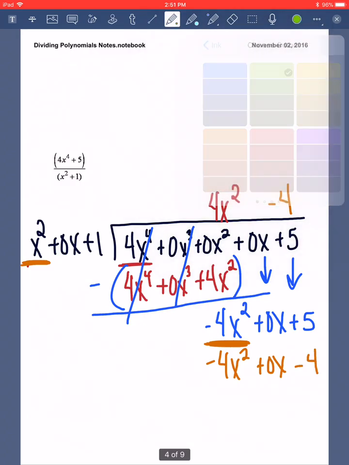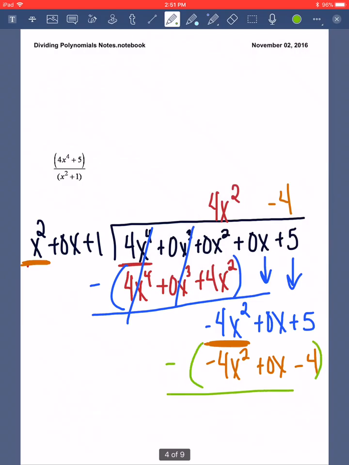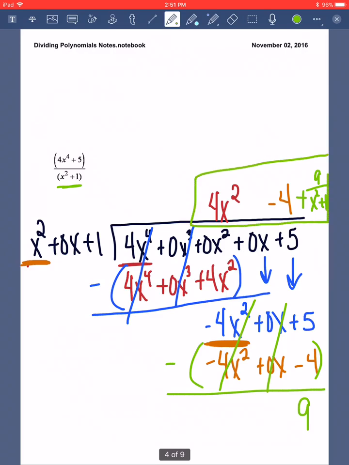And that entire line we're going to subtract. So negative 4x squared minus negative 4x squared is 0. 0x minus 0x is 0. And 5 minus a negative 4, that's really adding. So 5 plus 4 gives me 9. It's a positive 9, so it's going to be plus, and the 9 is going to be my remainder. So 9 over, when you write your remainder, you can write it in the short way. So x squared plus 1. So my answer is 4x squared minus 4 plus 9 over x squared plus 1.